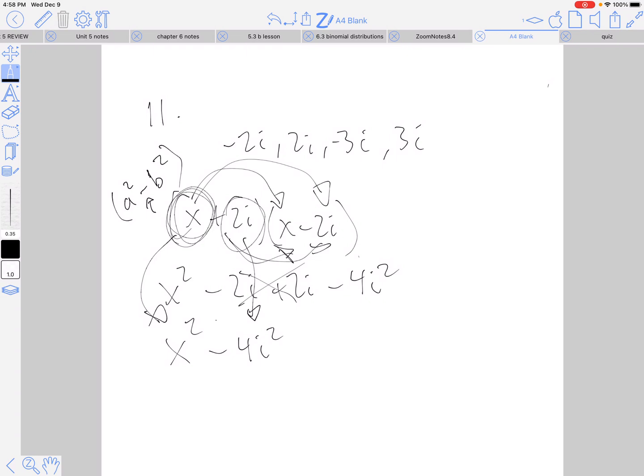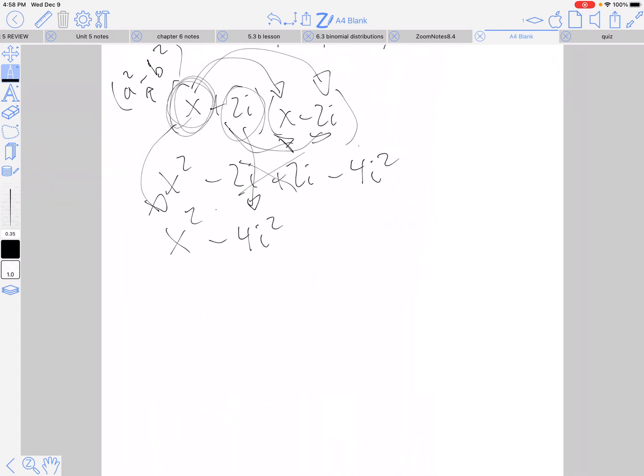Okay, now we're not quite done with this i, though, because we've got to remember i pops up whenever we have a negative under a radical. Or sorry, yeah, negative under a square root. So if we square both sides, that's going to cancel that out. So i squared is actually negative 1. So that's actually negative 1. Negative 4 times negative 1 is positive 4.